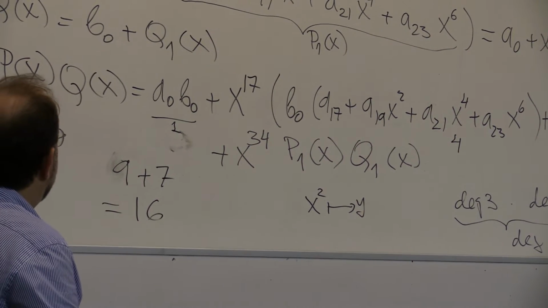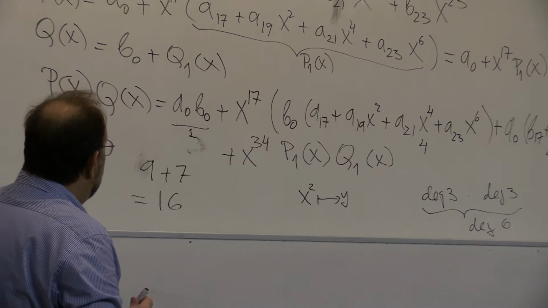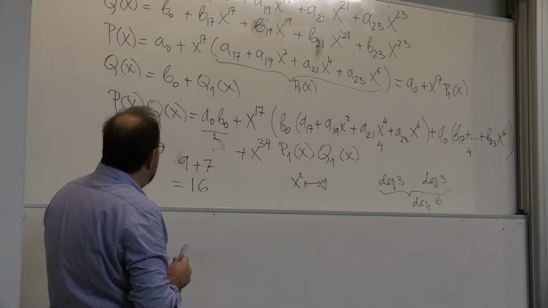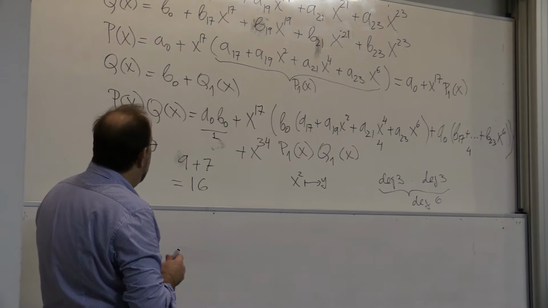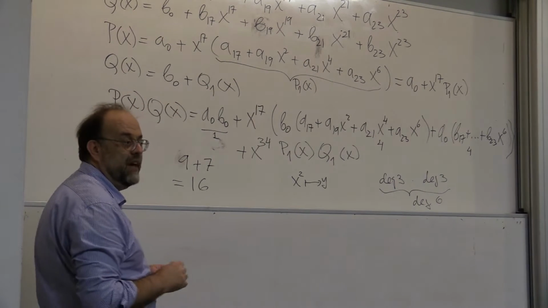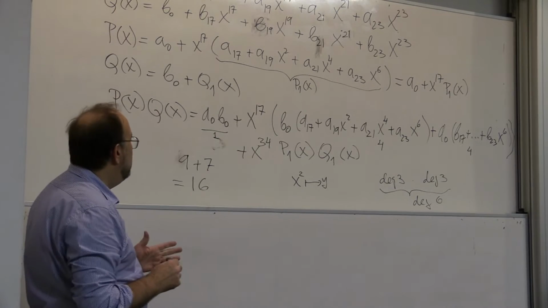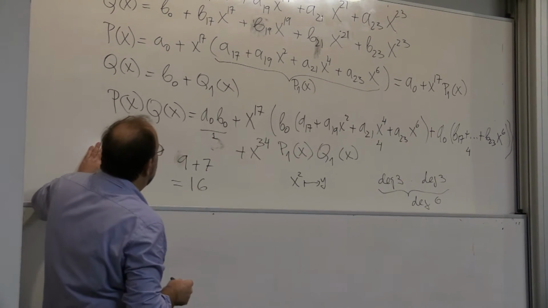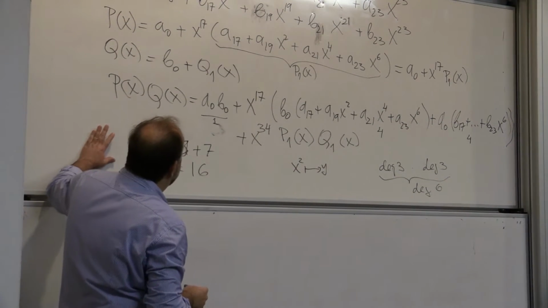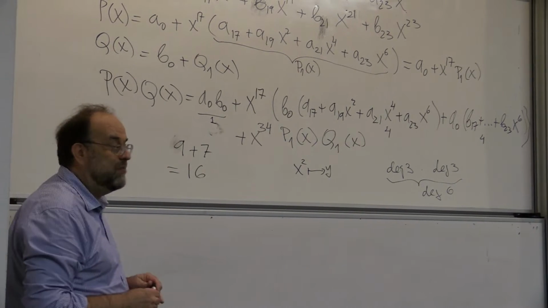Right? So, how do we do it with only 12 multiplications? What do you think? What is the reason why we can do this with only 12 multiplications?